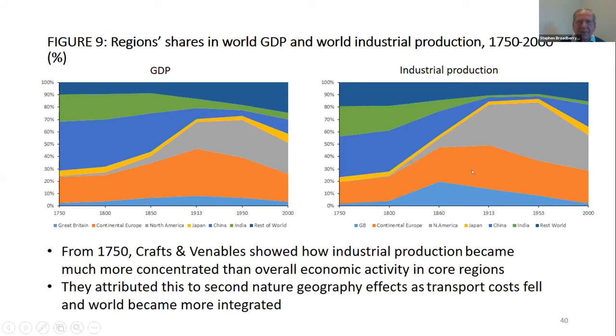And that validates this Crafts-Venables point about the growing concentration of industrial production in the favorable locations so that the goods can then be exported around the world because transport costs are much lower.